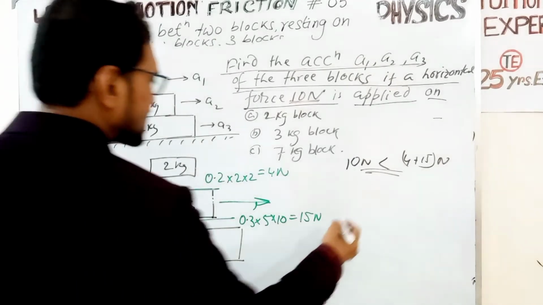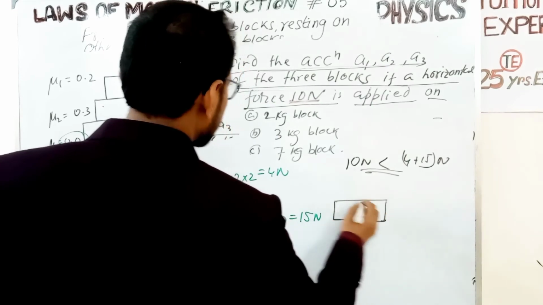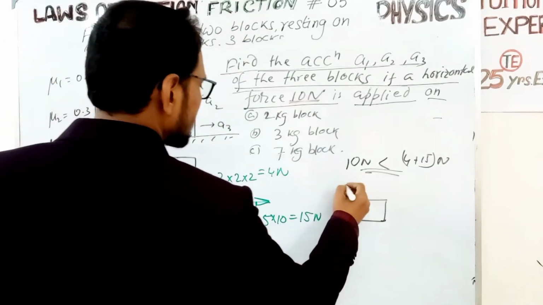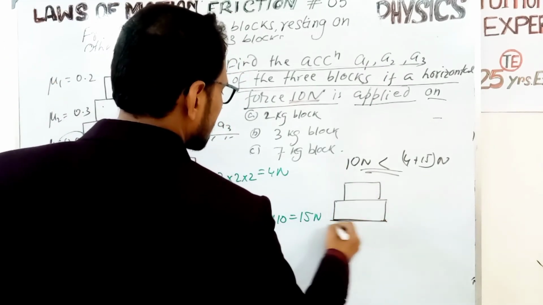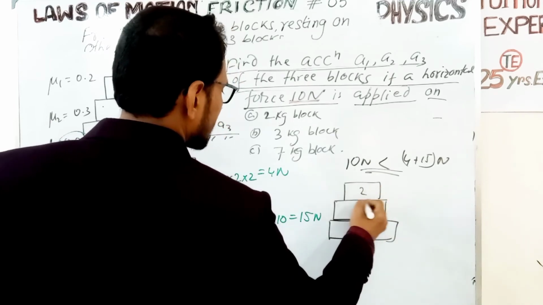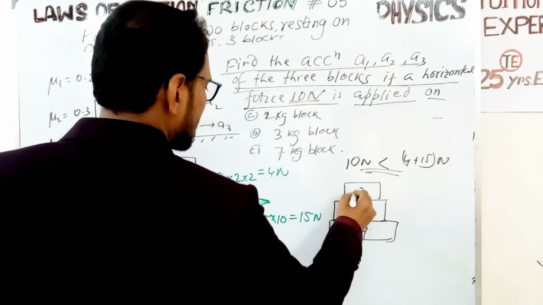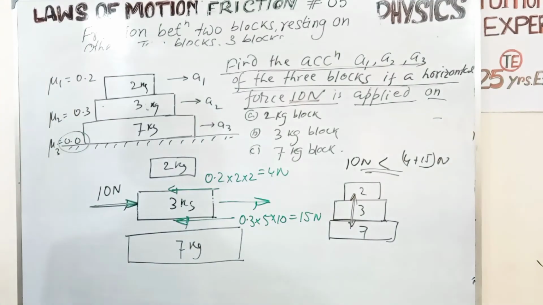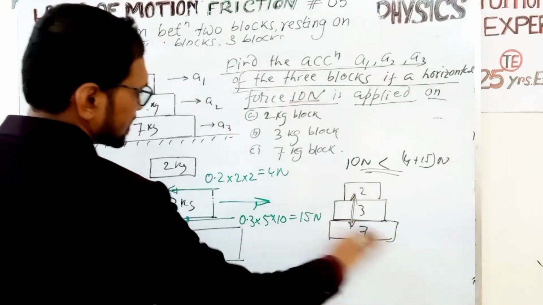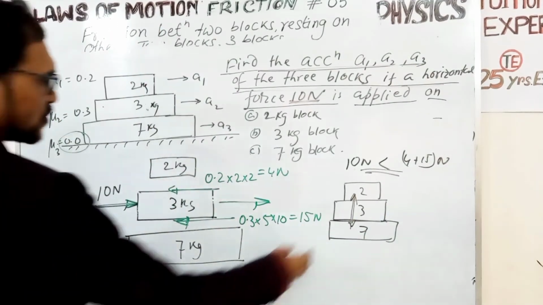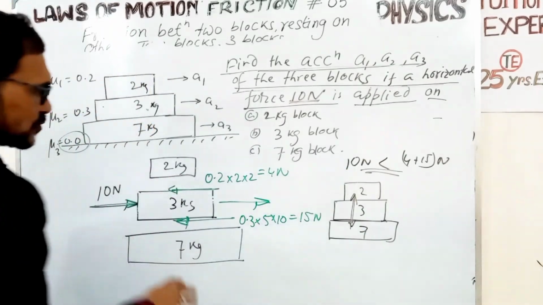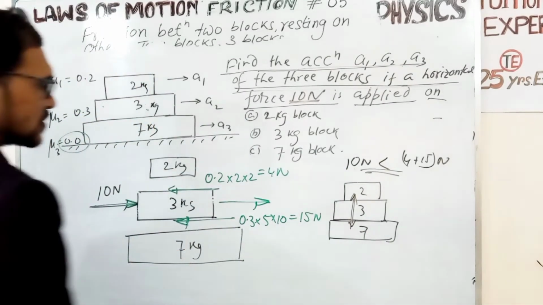So 3 kg cannot move, then 3 kg cannot move over 2 and 7. So 3 and 2 and 7, the whole system, move together, because 3 cannot move. So 2 and 7 cannot move separately. So the whole 3 blocks move together with the same acceleration.